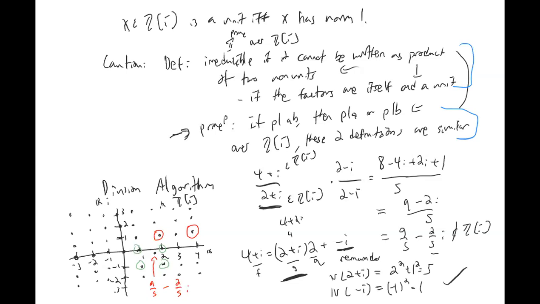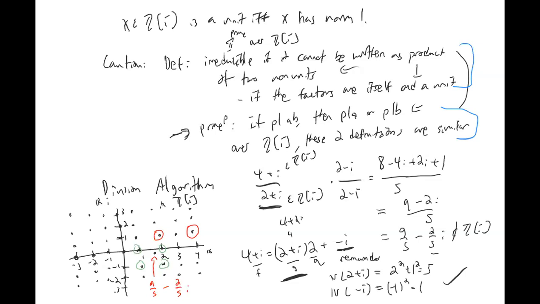So you can actually divide in the Gaussian integers. When you divide, you might not get something in Z. So you just pick the corner it's closest to, and that's your q, and then your remainder is whatever remains. So this is like the division algorithm in the Gaussian integers.